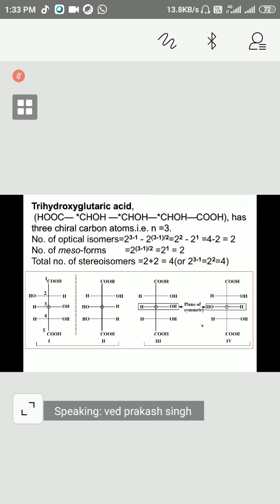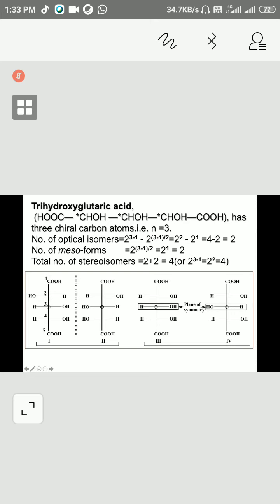In the same way here you can calculate, but here the number of chiral centers is odd. In the previous one it was even, here there are 3 carbons. So a different formula will be used. This one is different, not the previous one.